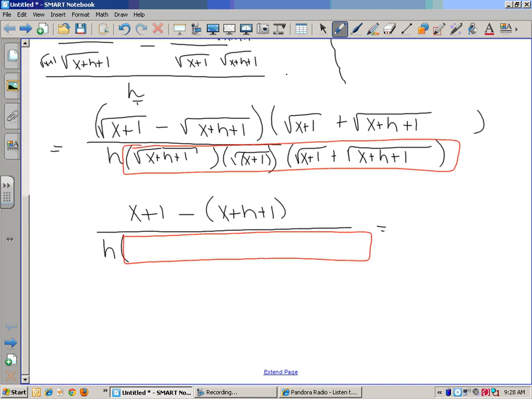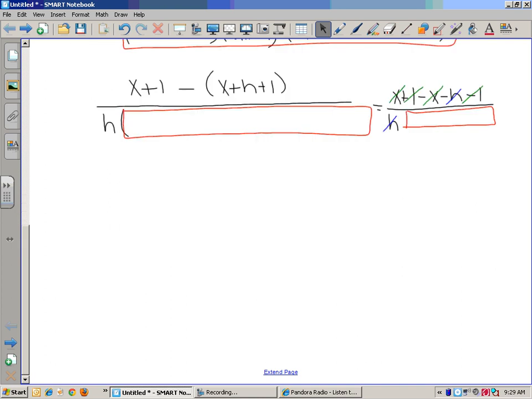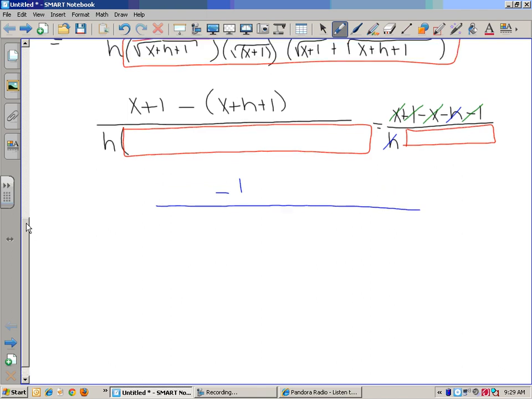Okay, so now, x plus 1 minus x minus h minus 1, all over h times that ugly red box. And in your notes, if I were you, I'd write the ugly red box too. It's just way too much work. Okay, so now we want to get rid of this, this, this. And now, look, negative h and h is going to cancel. So I'm left with this awful ugly mess of negative 1 over the big red ugly box, which now I'm going to write.